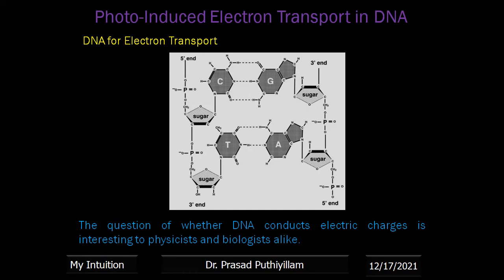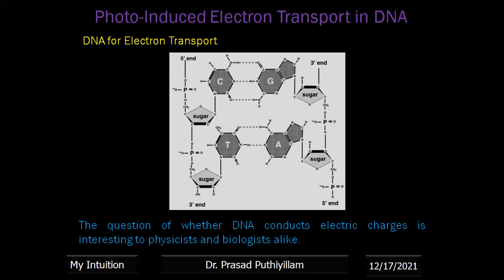DNA can exist in 3 different conformations, including A, B, and Z form, in which B form is the most common. Now the question of whether DNA can conduct electric charges or not is an interesting research topic to all fields of science and technology.